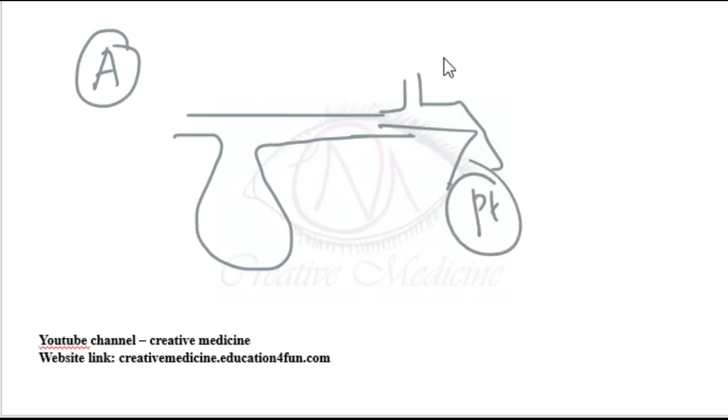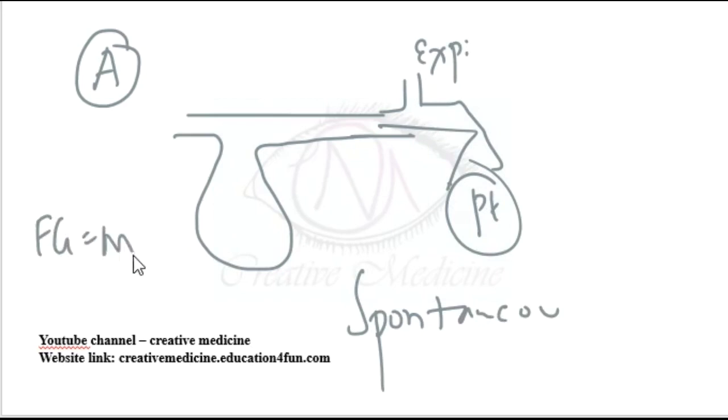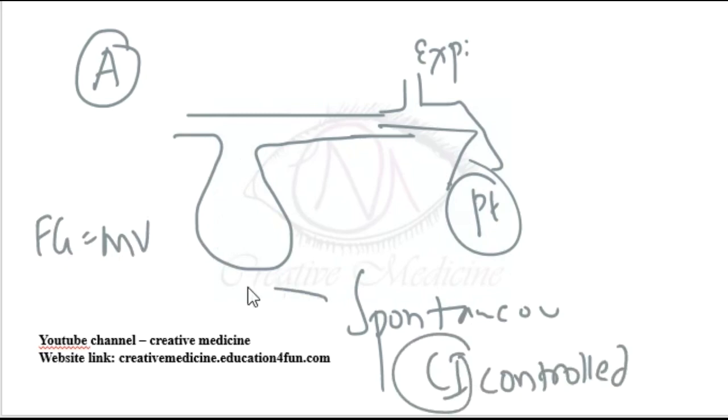Mapleson A is circuit of choice for spontaneous ventilation where fresh gas flow is equal to the minute ventilation. Mapleson A is contraindicated for controlled ventilation. In Mapleson A, for controlled ventilation, fresh gas flow is more than 3 times the minute ventilation. Mapleson B and C are obsolete.